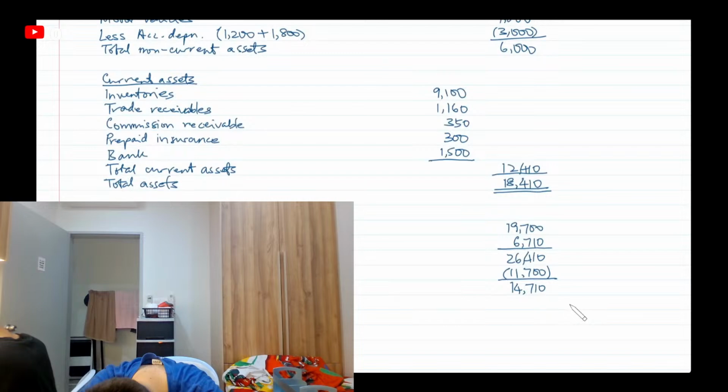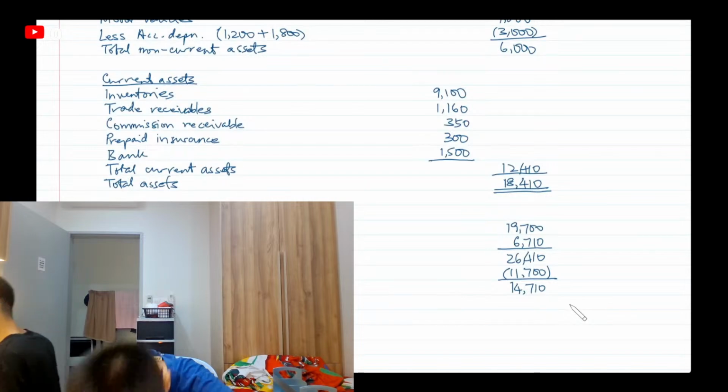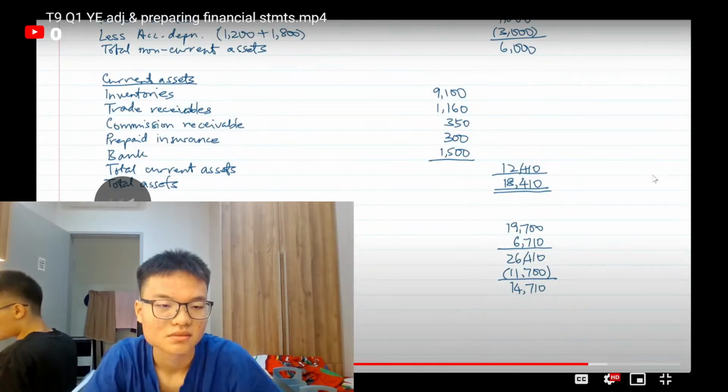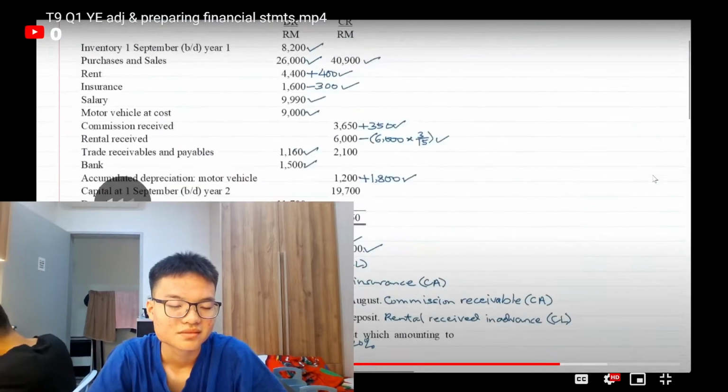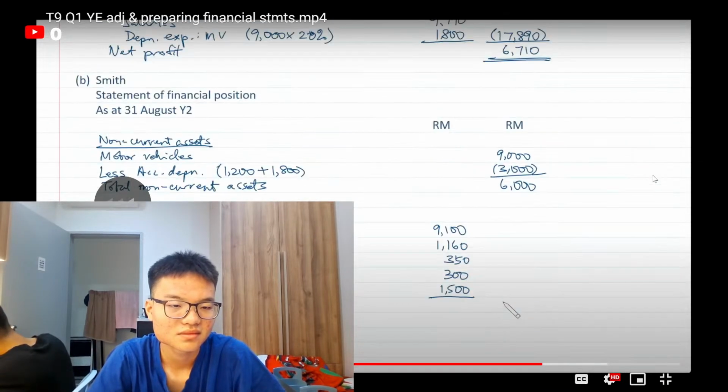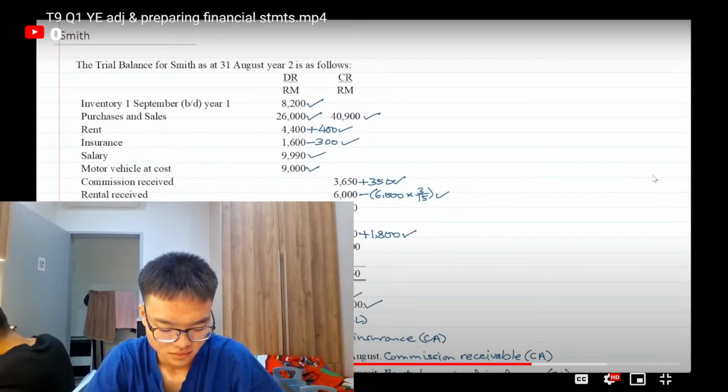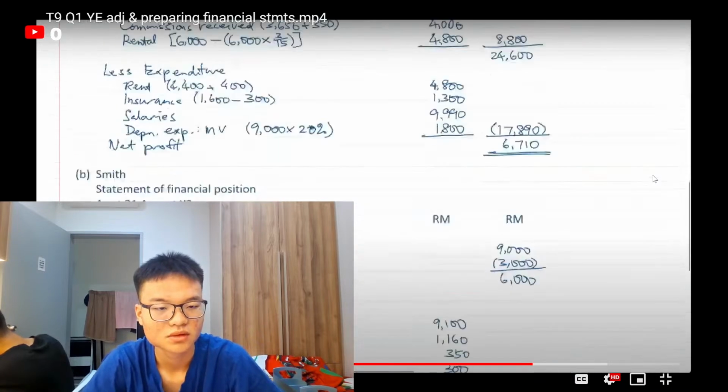Finally, we list down all our liabilities. We start with non-current liabilities. So our capital is our opening capital here at the beginning. Now this is 500 ringgit, but no cash, only bank.